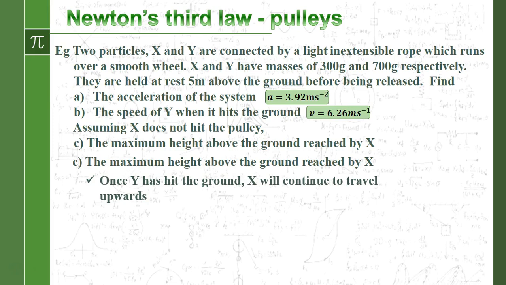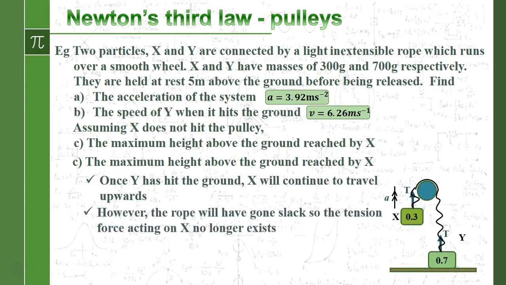And when Y stops, our string is going to go slack, so we no longer have any tension going on. So we're going to have to get rid of that tension force. And once we realise that tension has disappeared, the only thing acting on X now is gravity. So we're going to have to completely recalculate our acceleration based on the fact that the force has changed and that X is now moving freely under gravity.